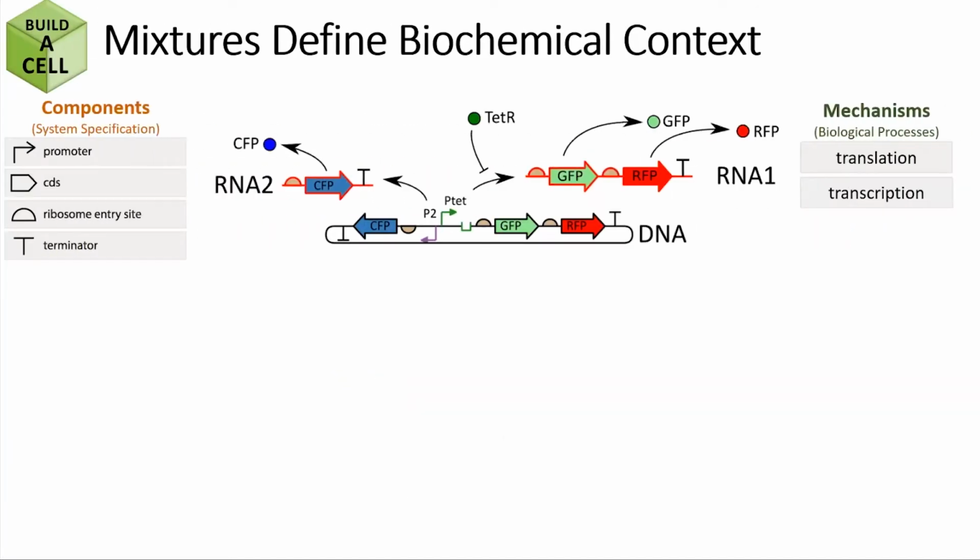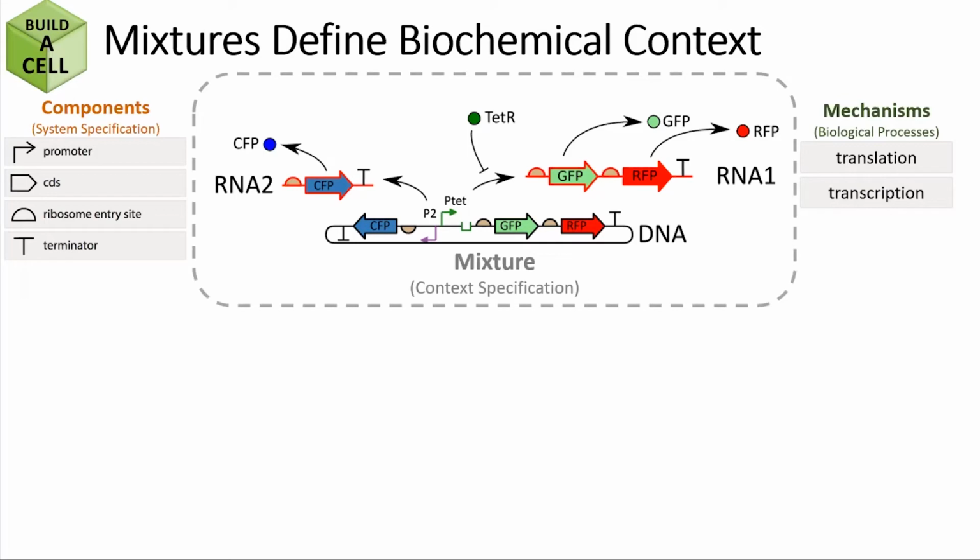Finally, you take these components and you put them inside of a mixture, which defines your context. So I can take this component that I showed you, which has its mechanisms and its subcomponents and is really doing a very complicated number of things, and I can ask, how am I going to compile this? What is my context? I do that by putting the component inside of a mixture.